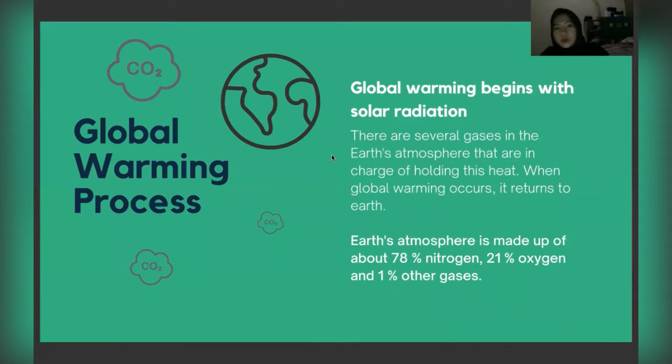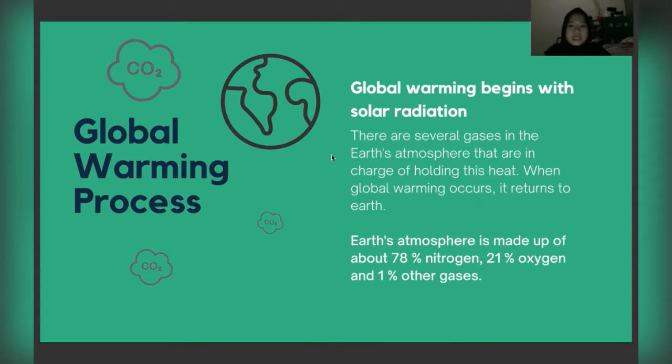And how is the global warming process? The global warming process first begins with solar radiation. There are several gases in the Earth's atmosphere that are in charge of holding this heat. When global warming occurs, it returns to the Earth. Earth's atmosphere is made up of about 78% of nitrogen, 21% of oxygen, and 1% of other gases.